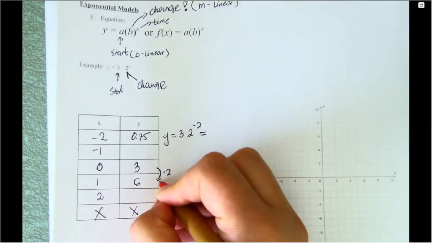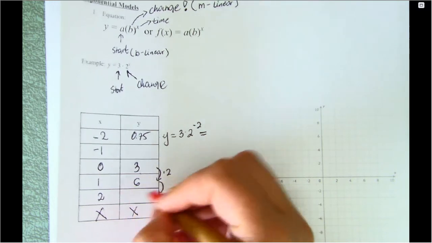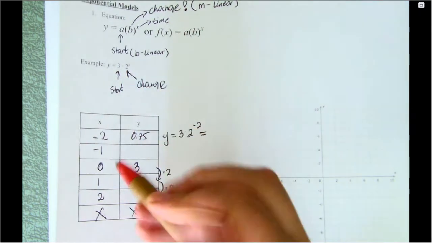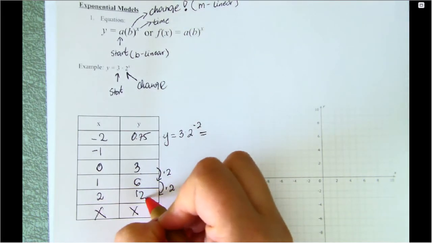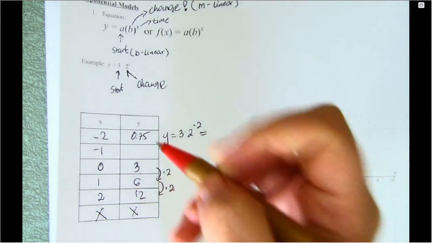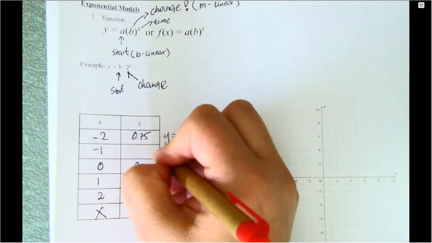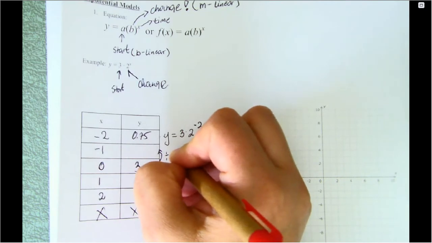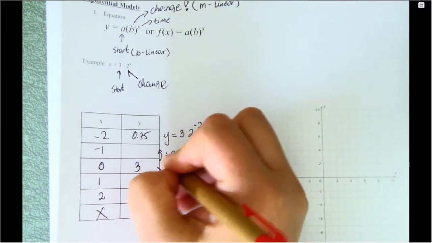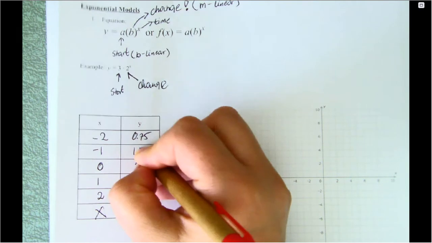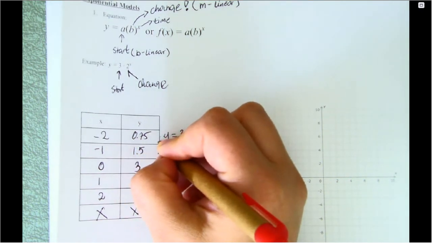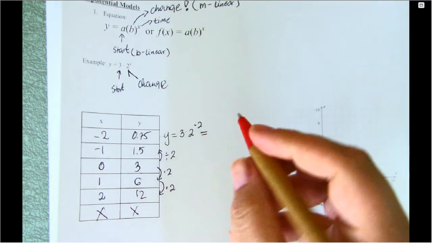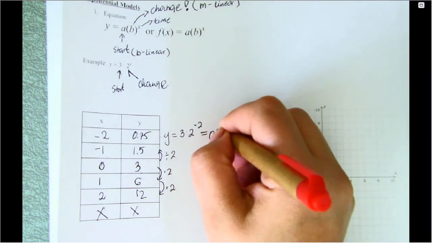And then I go again when x is 2. Again, I multiply by the same change, because the change is 2 for us. 6 times 2 is 12. And I can do the same thing going backwards. But this time I won't multiply, I'm going to divide, because I'm going in the negative direction. I'm going to divide by 2. So 3 divided by 2 is 1.5. And then 1.5 divided by 2 will give me 0.75. So whichever way you prefer, you can use any of those.